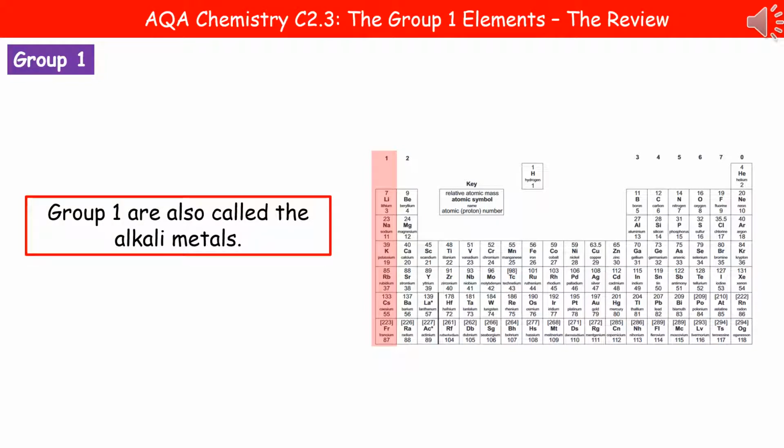Welcome to our review on the Group 1 elements. First thing we need to know about the Group 1 elements is the name of the group, which is the Alkali Metals. So we find Group 1 on the far left-hand side of the periodic table there, as you can see highlighted in red.